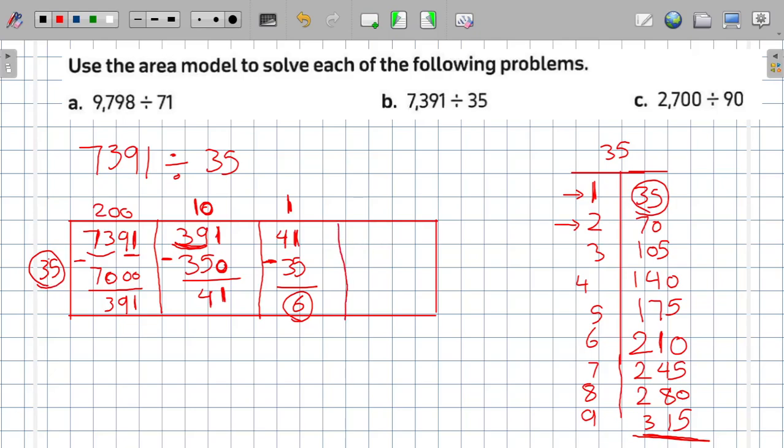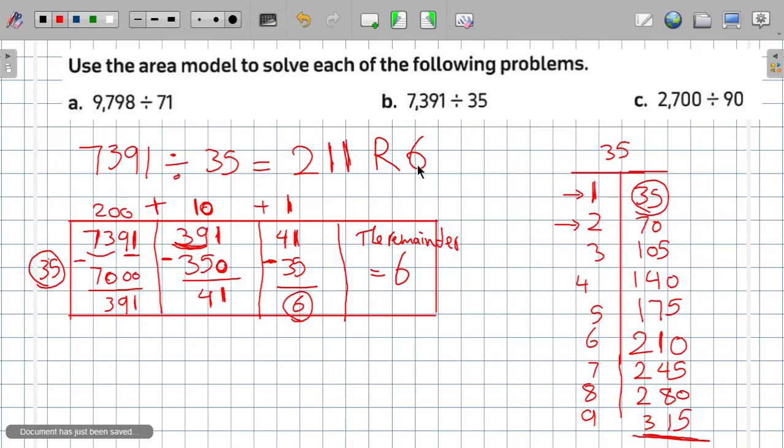So I can write here that the remainder equals 6. Okay, so I can say that the result here will be 200 plus 10 plus 1, so it will be 211. And I will write that the remainder is 6. So I can write it 211 remainder 6. Okay, let's do another one.